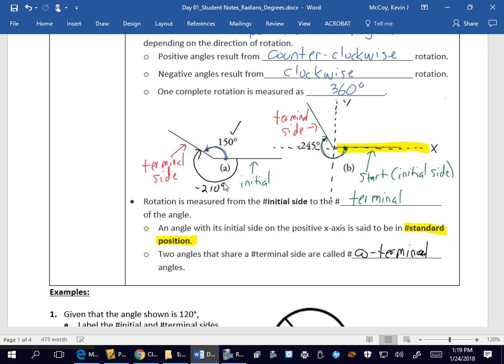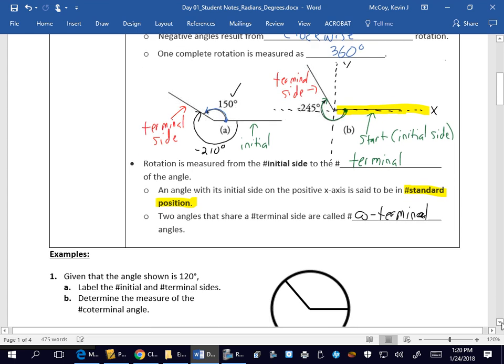And the one thing about coterminal angles is there are an infinite number of them, because nothing says that I have to stop there. I could keep rotating further and further, making multiple circles, and then eventually stop there again. So again, we'll talk about that more in depth.